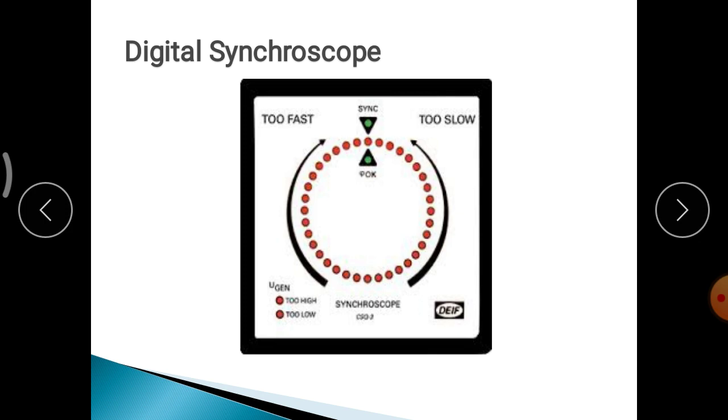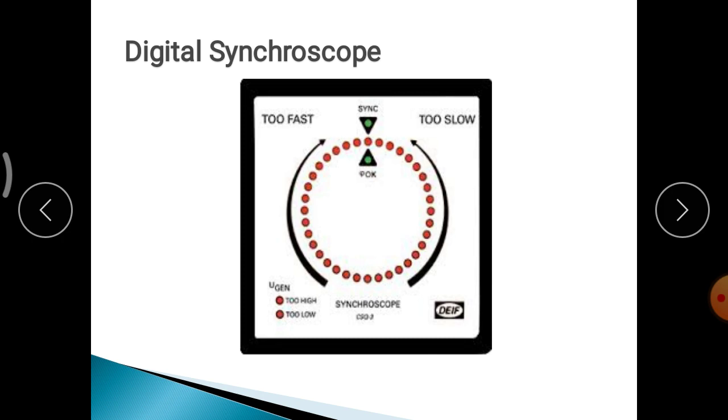If your generator frequency is lesser, if the bus bar frequency is more than your generator frequency, then the LEDs will move in the anti-clockwise direction. When both the bus bar and generator frequencies match, exactly at the 12 o'clock position, a green LED will blink. At that time it is proper synchronization of your bus bar and your generator, so you can switch the alternator to the bus bar.